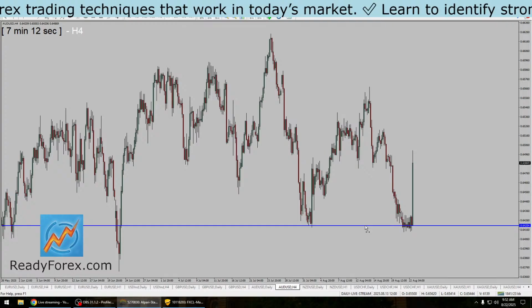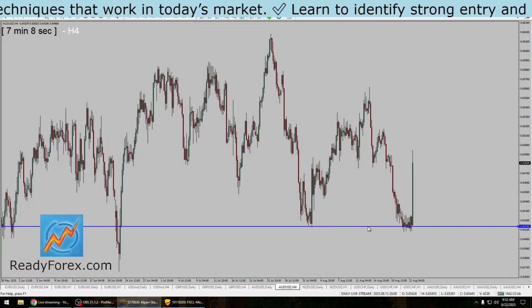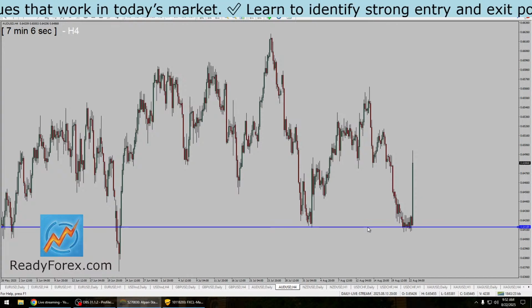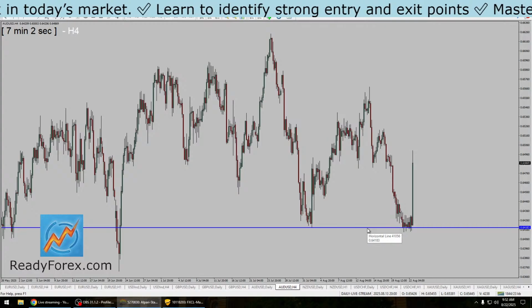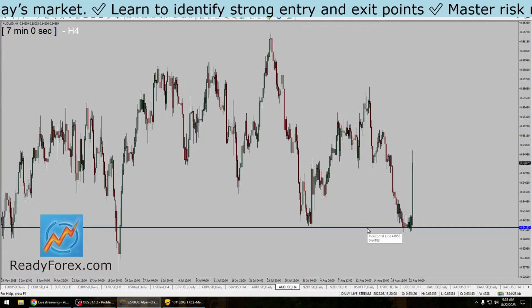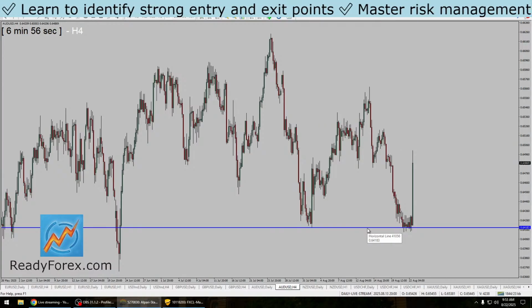This is actually a three-wave move to the downside. Three-wave moves are corrective wave structures. So we got a new low in market with a three-wave. That's something you need to be really careful about.